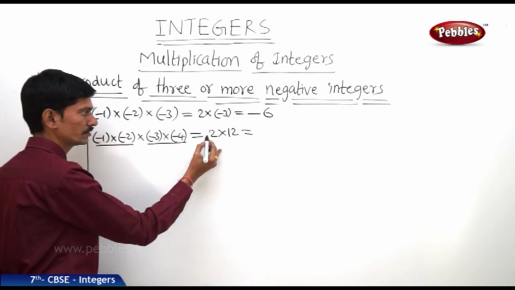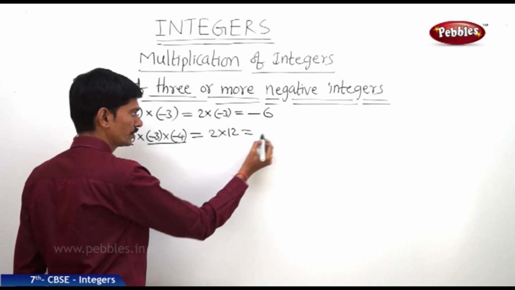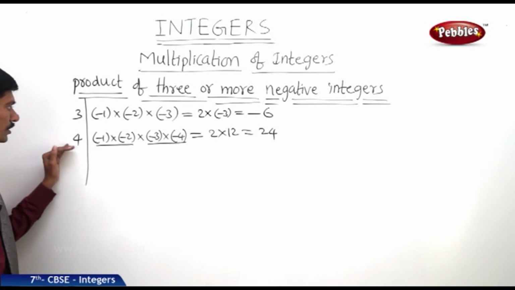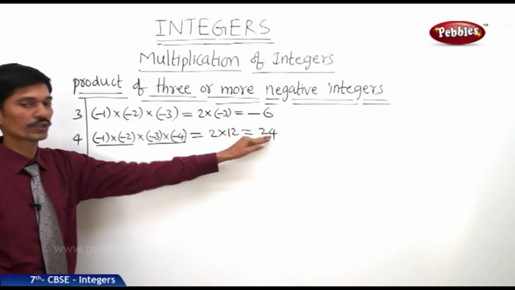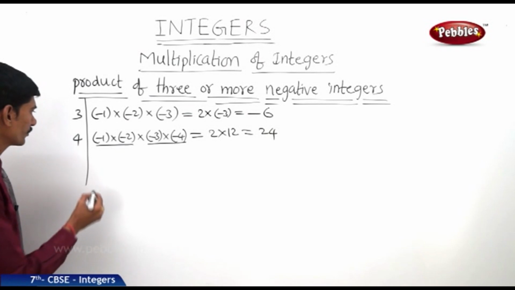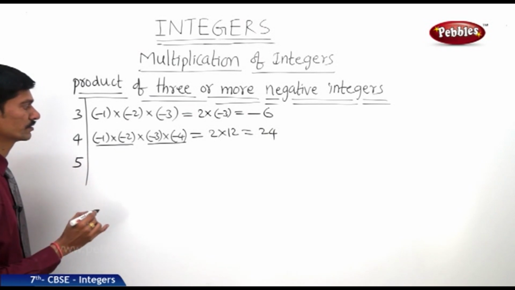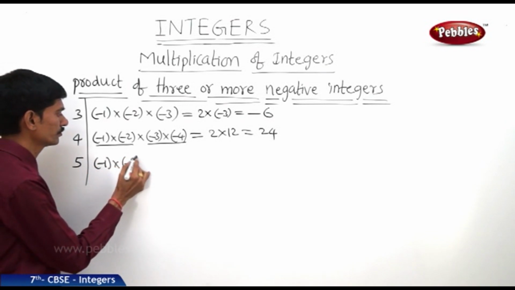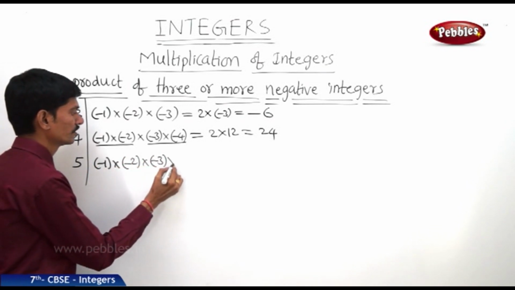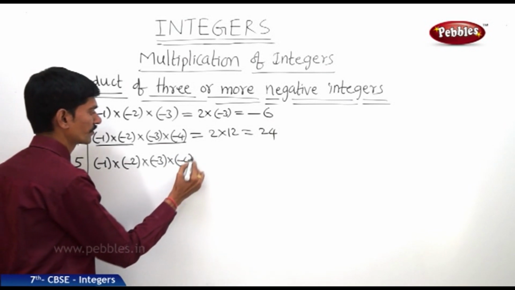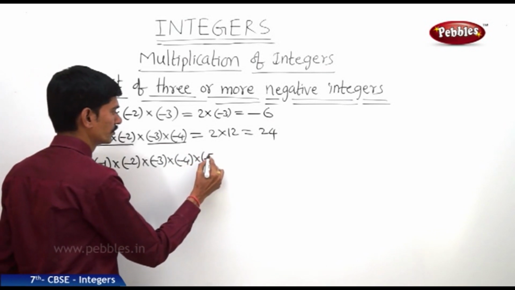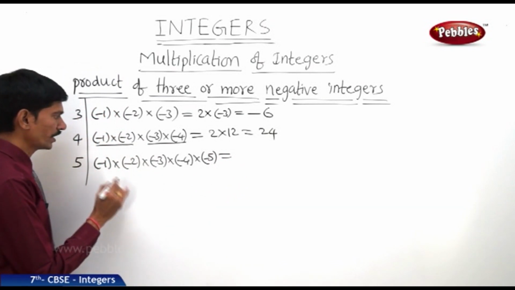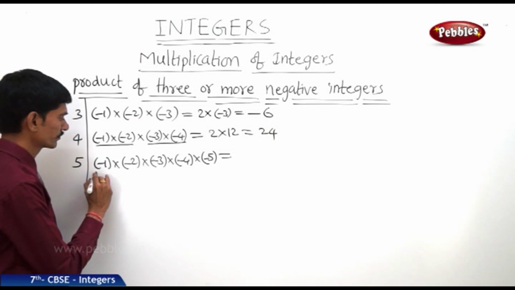A positive integer into a positive integer is again a positive integer; 12 2s are 24. So the product of four negative integers is a positive integer. Now, what is the product of five negative integers? Like -1 into -2 into -3 into -4 into -5. Here 5 negative integers are there. So when you multiply 5 negative integers, what is the product?